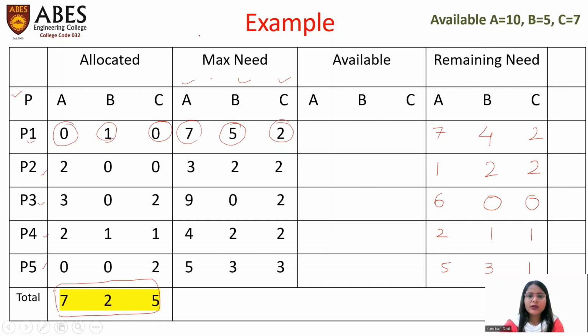Right. So now we have to find out the available amount of resources. We have a total of resource A as 10, for B it is 5, and for C it is 7. Now we have allocated some amount of resources of A, B and C to each and every process. So we have to calculate the total allocated amount of resources. So 7, 2 and 5 are the allocated amount of resource, and the total is 10, 5 and 7.